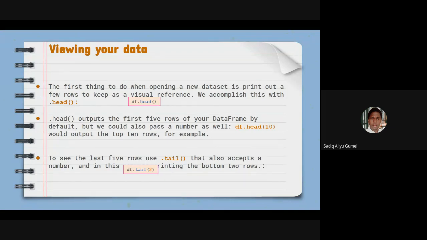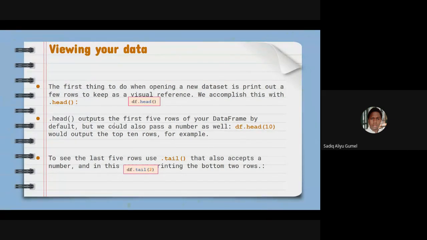Here comes into our help a method of the data frame called head. This will print out a few rows of the data. When we use dataframe.head, it will just display a few rows so that we can review it and know what we're working with.